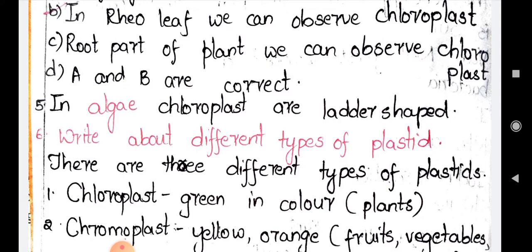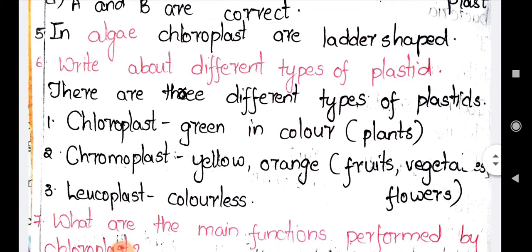The next question is, from here we have the 2-mark questions and answers. Write about different types of the plastids. Already I said that there are 3 different types of plastids. The first one is the chloroplast, which is green in color, which is present in the green parts of the plants. Wherever a green part is there, the chloroplast will compulsorily be present.